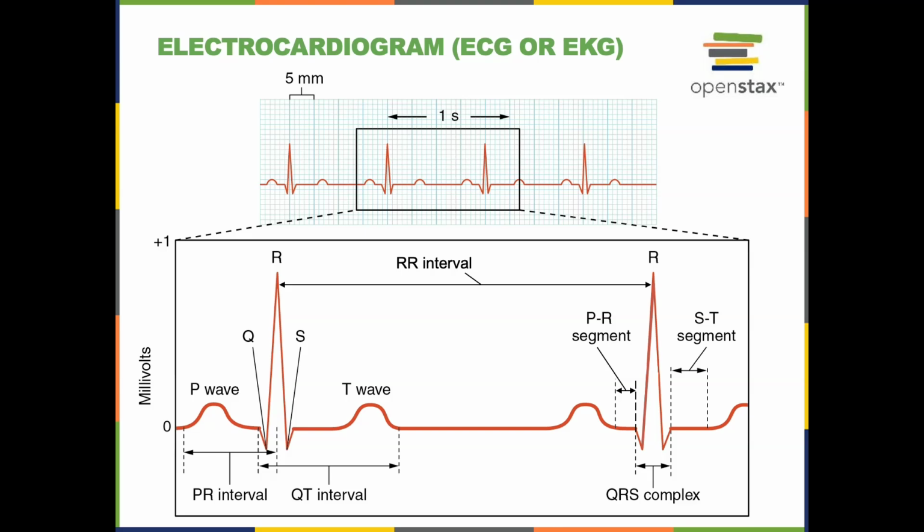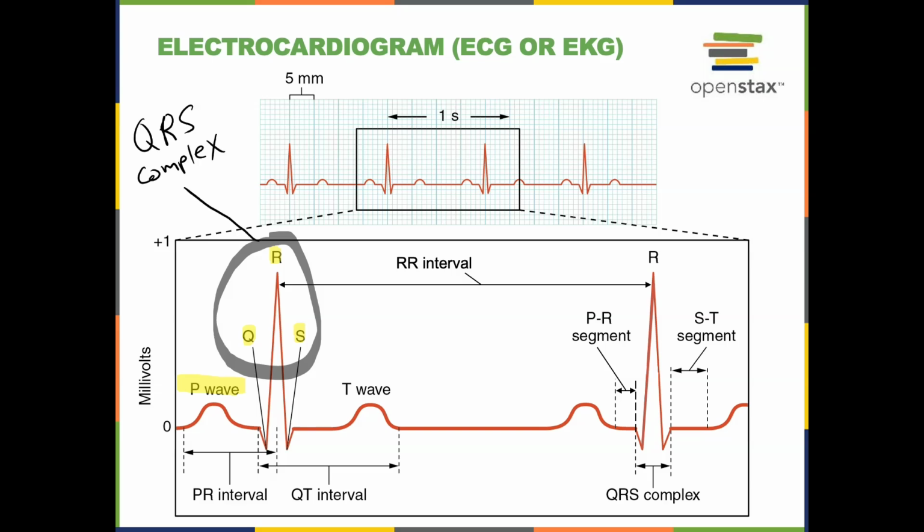The electrocardiogram is a recording of the electrical activity of the heart. The P wave corresponds to depolarization of the atria. Next, the QRS complex results from repolarization of the atria and depolarization of the ventricles. Then the T wave corresponds to repolarization of the ventricles.